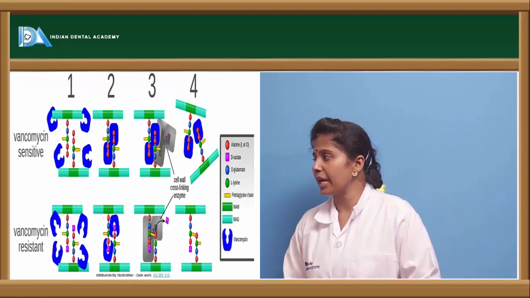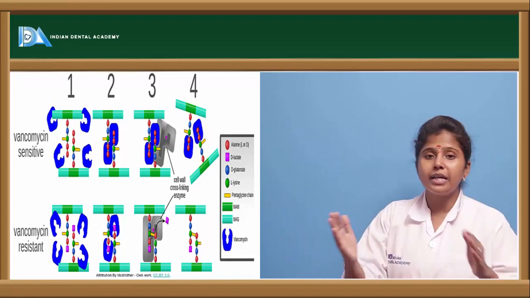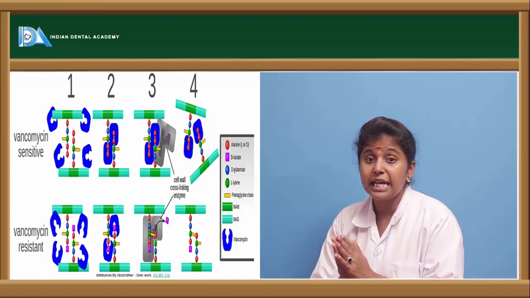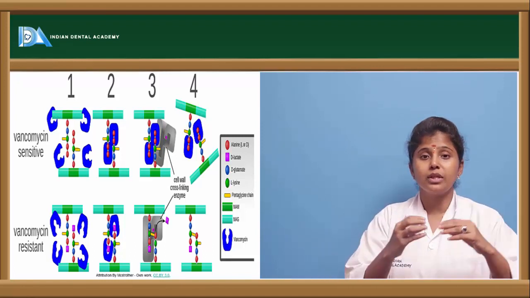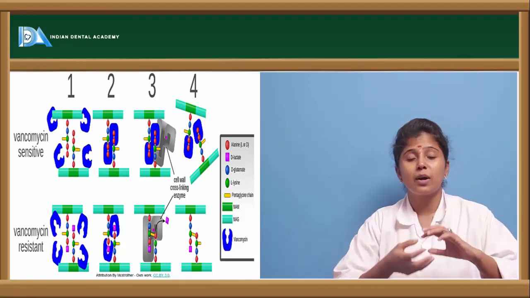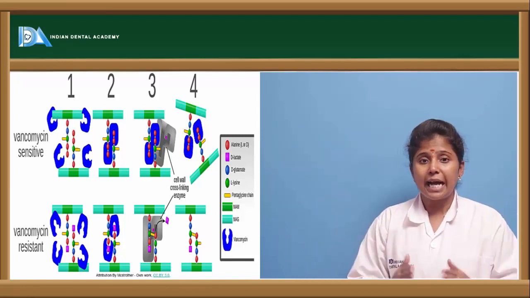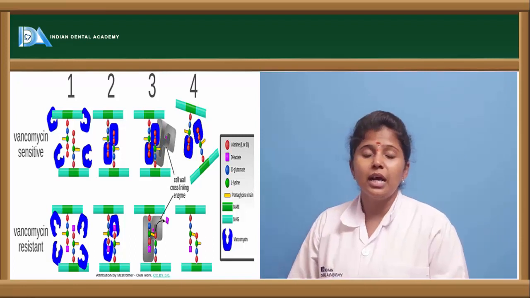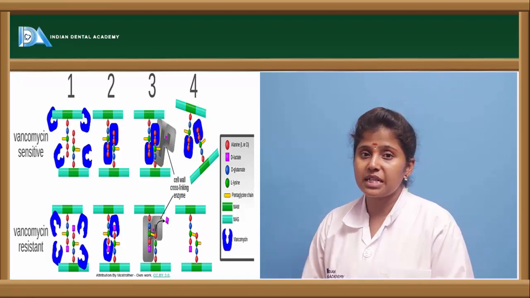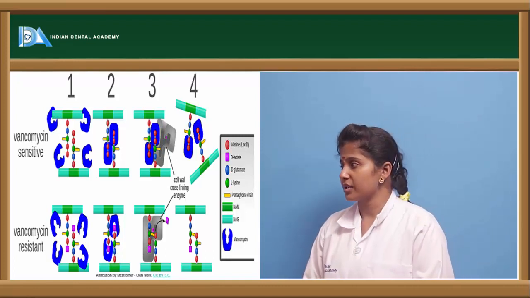And if we see the mechanism of action, vancomycin binds to the amino acids there, and thereby prevents peptidoglycan formation. So the peptides and glucose combine together to form the cell wall. This action is inhibited by vancomycin, which binds to the amino acid chain present in the cell that is involved in cell wall synthesis.